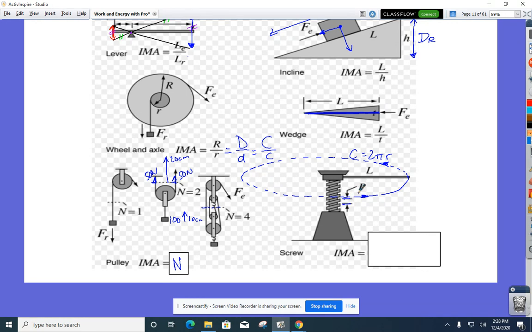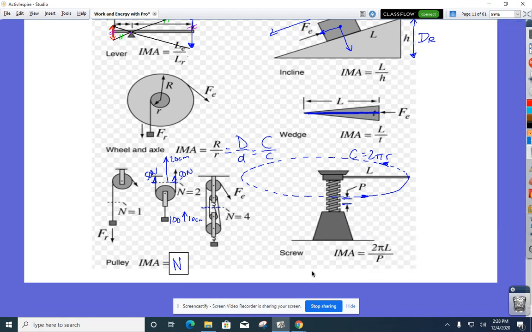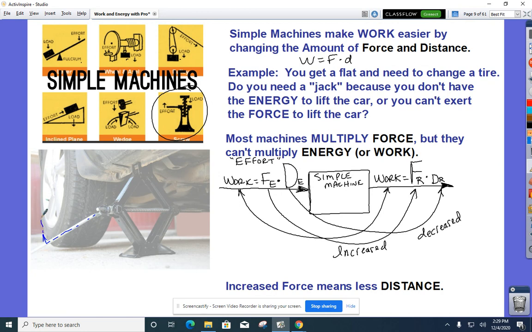So the IMA is actually just a ratio, again, of input distance to output distance. And so you can see that it's a ratio of the circumference, 2 pi L, where L represents the length of that bar, divided by P, the pitch. And you'll see screw jacks oftentimes have a very large mechanical advantage. If I want to lift this car up, I'm going to do that by exerting the force on this handle. It's going to be a small force, but it's going to be going through a really big distance. Right? So small force, big distance, and what that's going to do is it's going to exert a really large force, but through a small distance. Okay, and so that's the idea behind that screw jack.